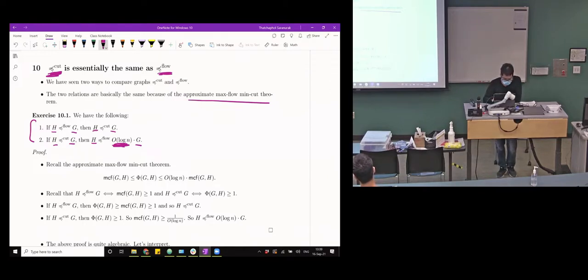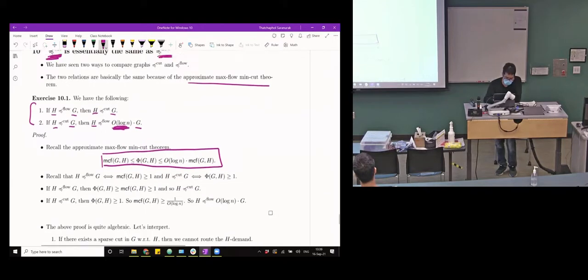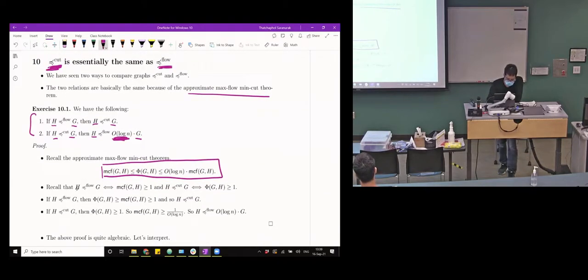Why is that? Just to recall the max-flow min-cut theorem statement here. And also recall that by definition, if H is embeddable into G, then it's the same thing as saying that H's max flow is at least 1. And if H is cut-wise less than G, or at most G, then H's expansion over G is at least 1. You need to recall this. And now let's prove one direction, this one.